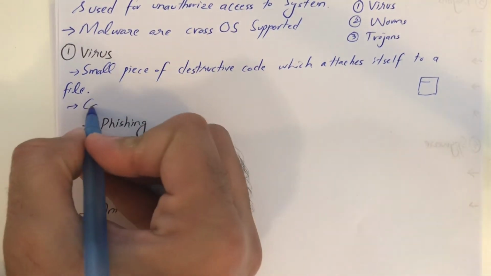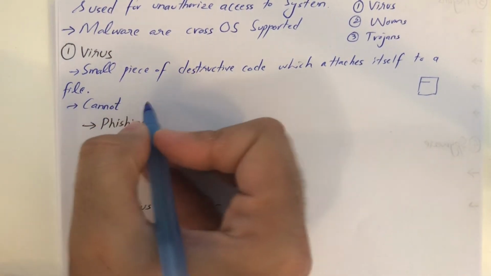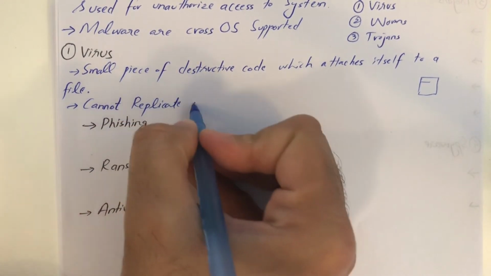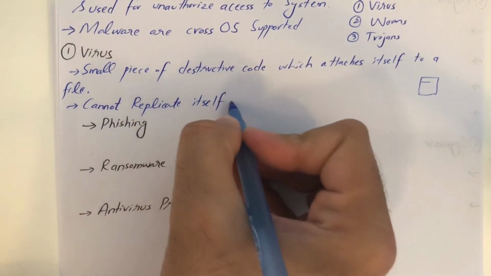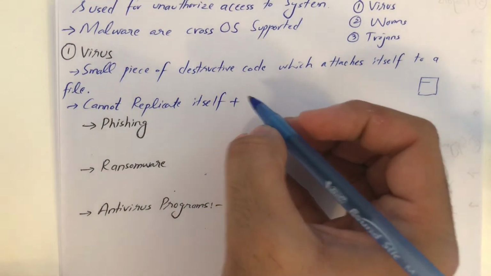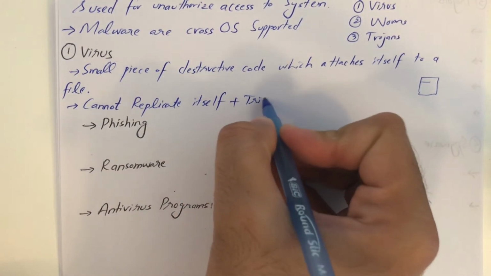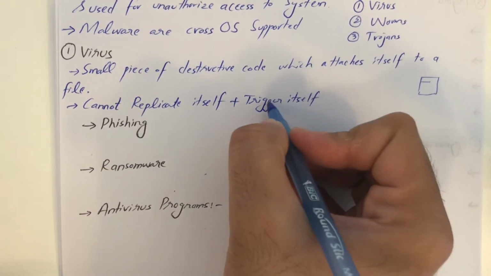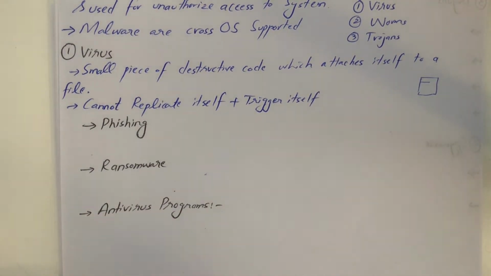So it cannot replicate itself. That's the limitation. Plus, it cannot trigger itself. Even if a virus has arrived in your computer, it cannot replicate or trigger itself. It requires human intervention in order to get triggered, or for replication as well.